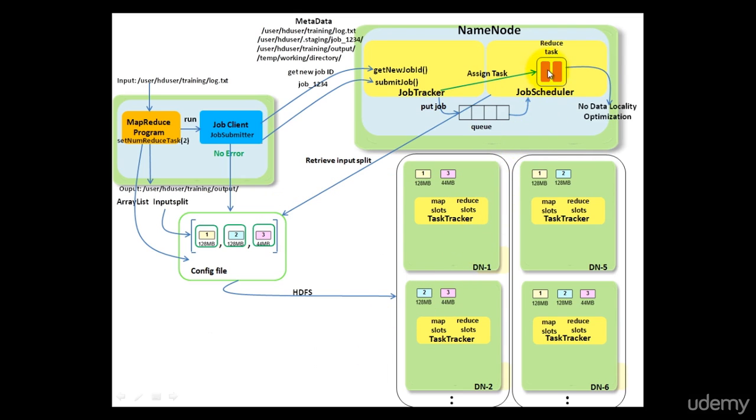For the reduce tasks, data locality optimization does not hold good. So wherever a slot is available to run the task, reduce tasks are assigned there. Let us assume that reduce tasks are assigned to the task trackers running on data node 5 and data node 6. This is how task assignment is done in MapReduce.